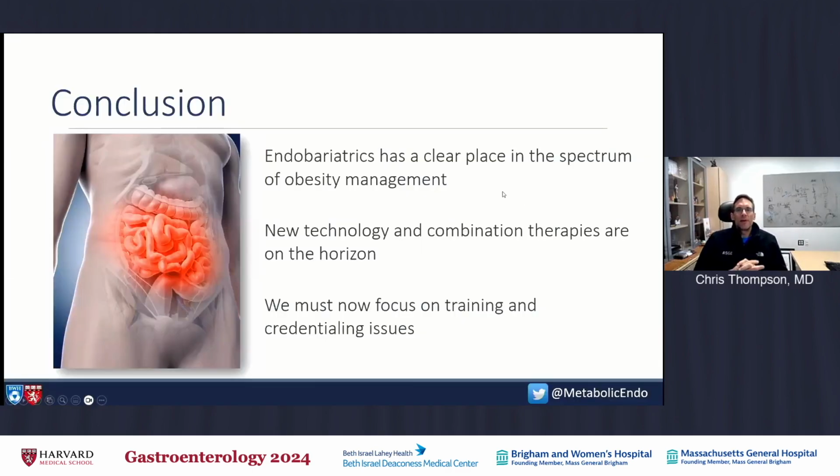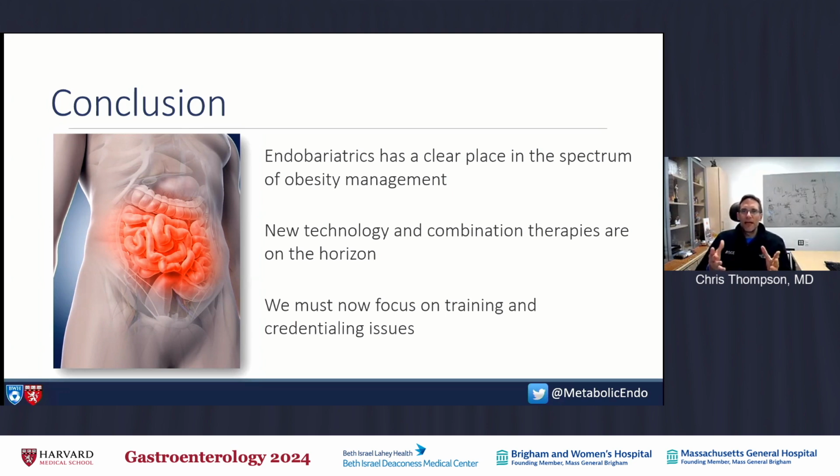So in conclusion, endobariatrics has a clear place in the spectrum of obesity management. Clearly you're getting a little more weight loss. And actually, there's a new study I should have mentioned that we published in JAMA Network Open that basically showed that the endoscopic procedures were cost effective compared to the medications. And for medications to be competitive and actually not be dominated, the medications would have to really drop their current ASP threefold. So it's really hard for them to do that currently.